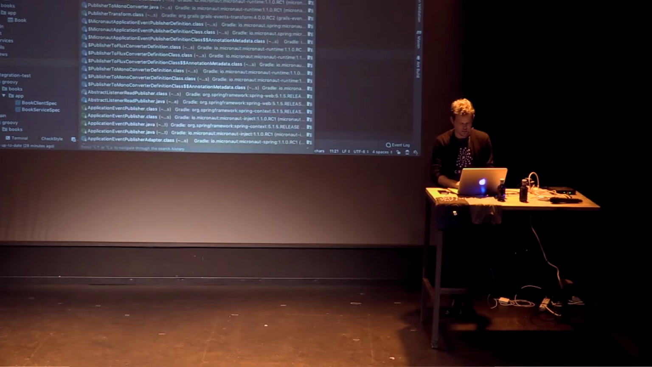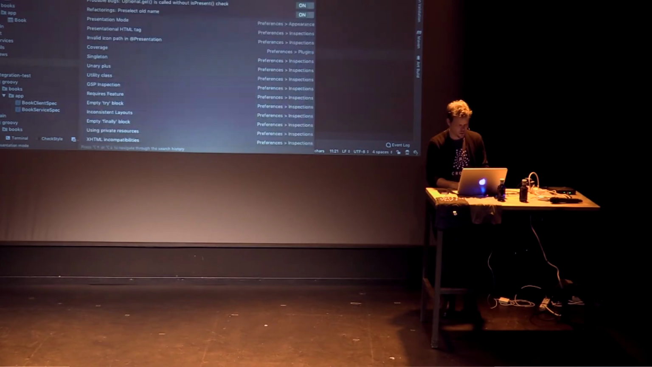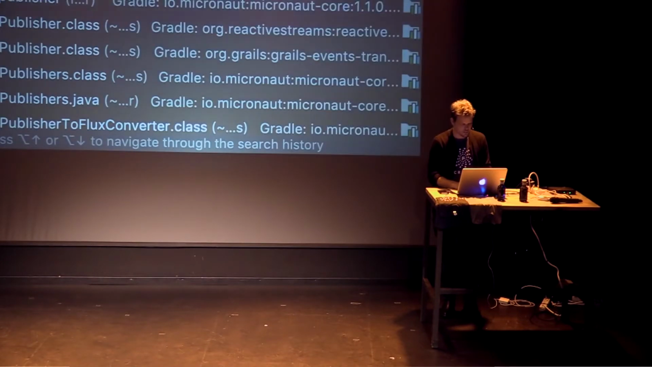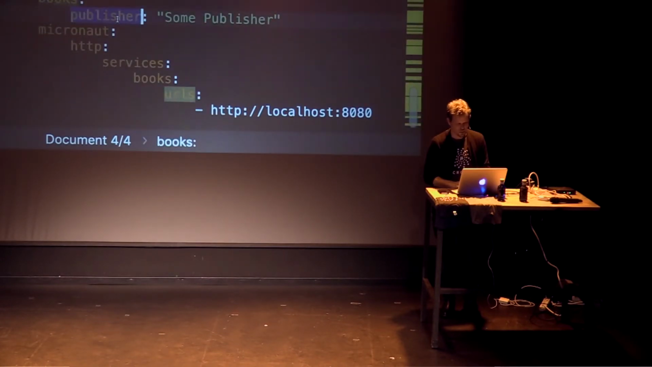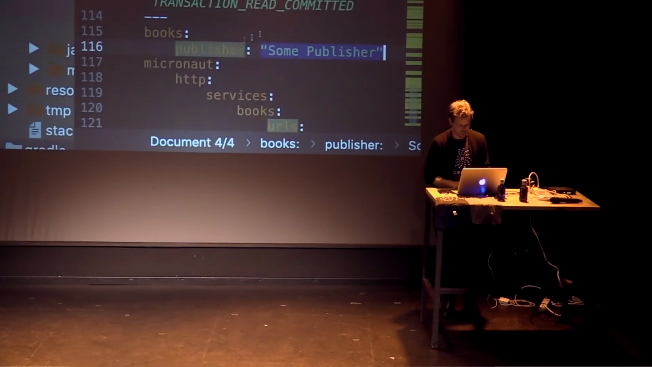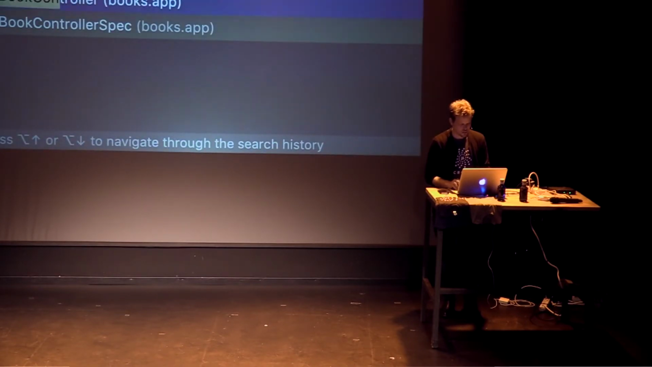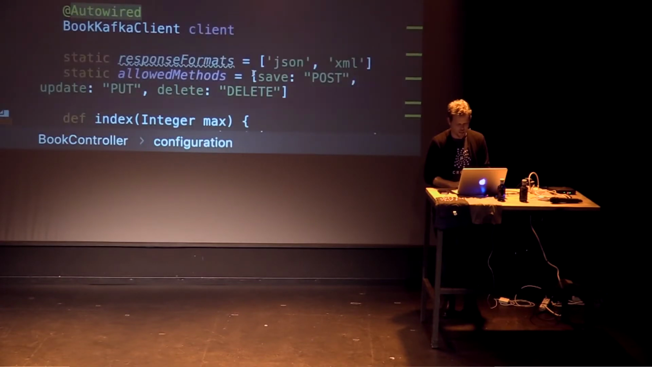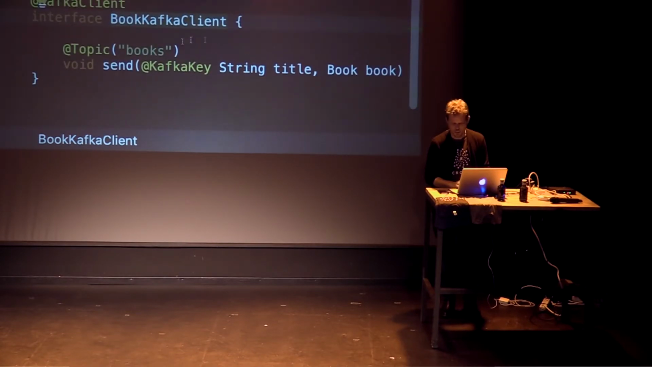And if you look at my, I'm going to presentation mode. If you look at my application.yaml, I have books.publisher.somepublisher, and that's the value that it will get bound to. Then it's also being injected a Kafka client. The Kafka client has a single method which just sends the book that's being saved to a particular partition using the Kafka key.